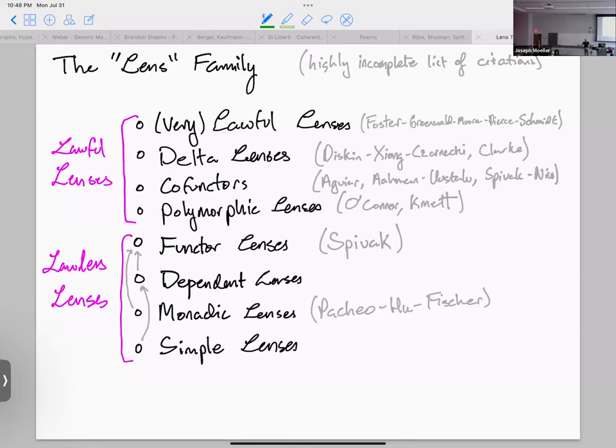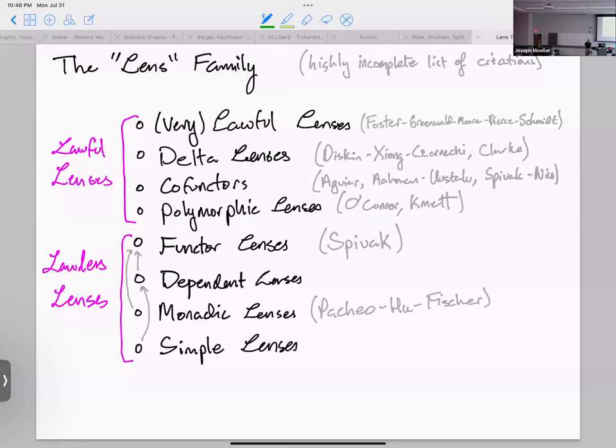The second list are the so-called outlaw lenses or lawless lenses. All of these ones up top have some axioms, effectively, governing the relationship between the forward and backward directions. The ones on the bottom have no relationship. They are effectively just two independent maps. They're related in the way I said, which is that the domain of the backwards map depends on the forwards map. But that's it. Otherwise they're independent. And we have a number of variants of them, but they're all special cases of this one kind, which is going to be sort of the focus here, if we get to it, called functor lenses. And that's by David Spivak.